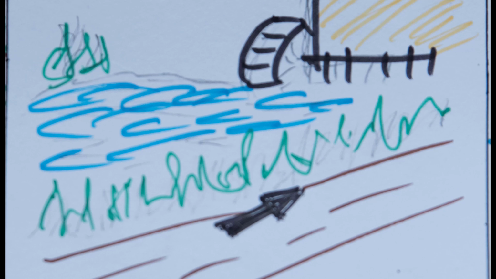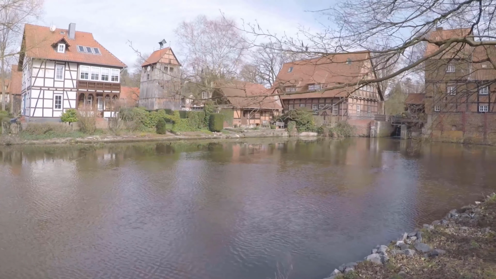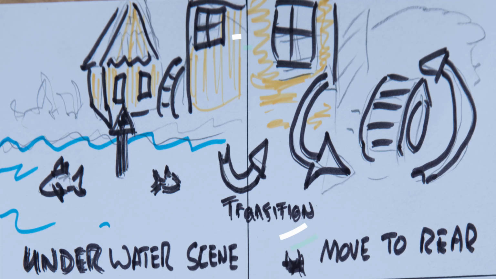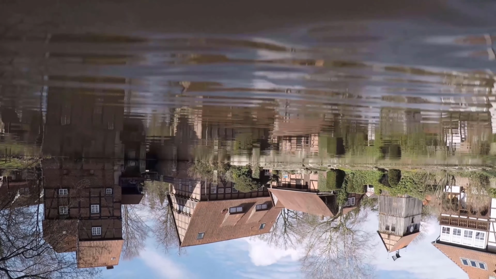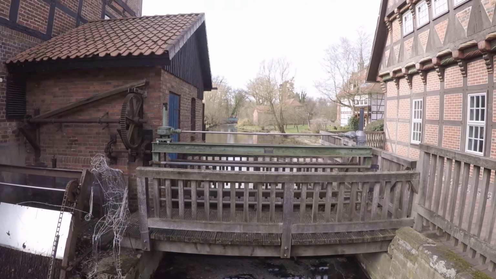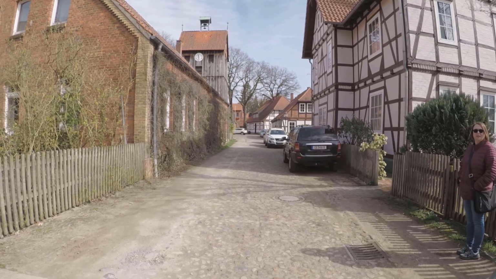So the next scene then, walking along the water's edge with the camera. The next one is a bit more complicated. Underwater scene transitioning to the rear of the mill. With this one, I actually filmed it forwards and then reversed the film afterwards to make it look like I can walk backwards smoothly.